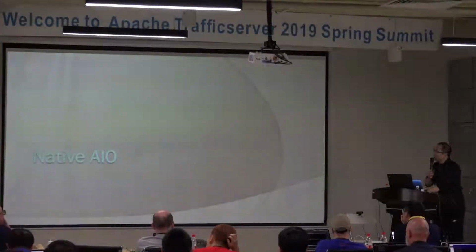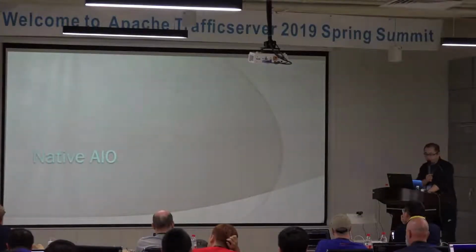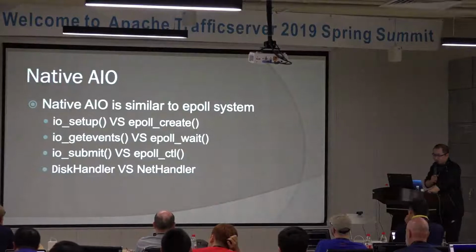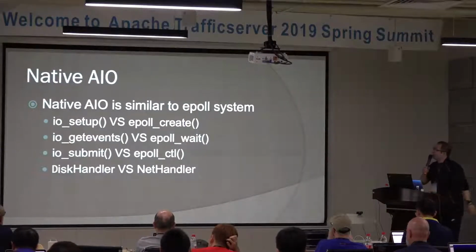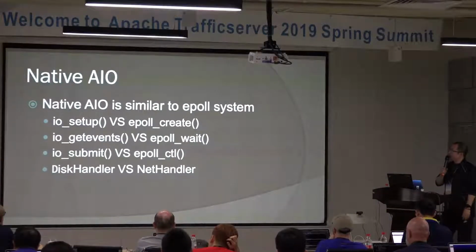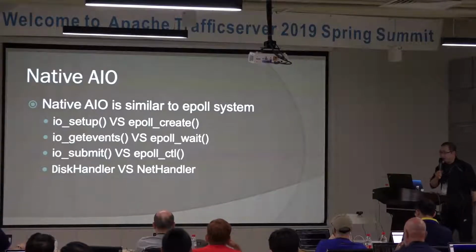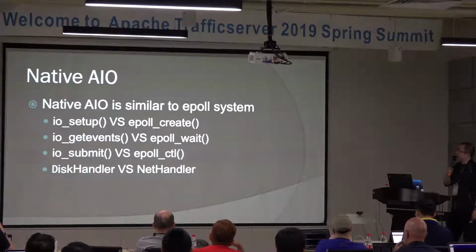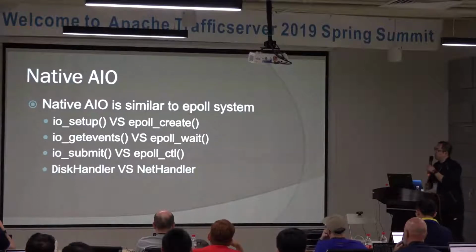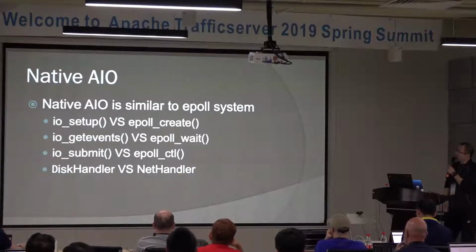Okay, next is native AIO. So we know the native AIO is supported by the Linux kernel and the glibc. Native AIO is very similar to the epoll system. For example, io_setup vs epoll_create.